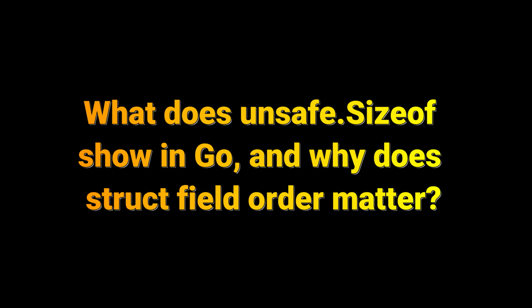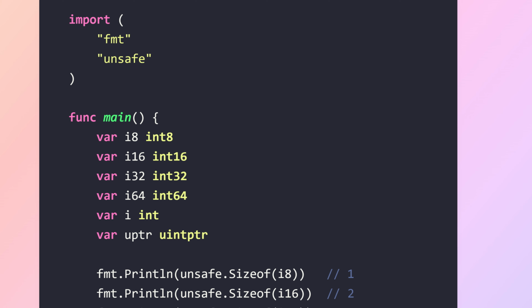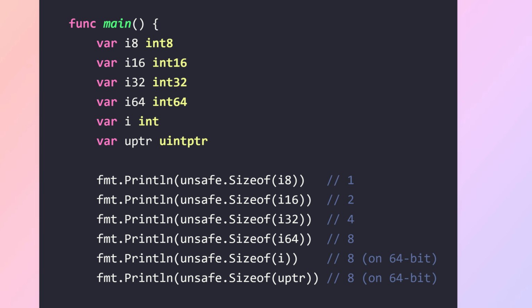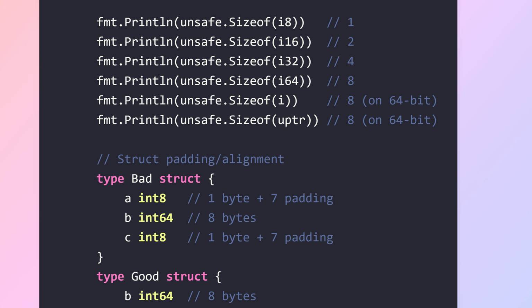Question: what does unsafe.Sizeof show in Go, and why does struct field order matter? Unsafe.Sizeof shows how many bytes a variable uses in memory. For example, int8 uses 1 byte, int16 uses 2 bytes, int32 uses 4 bytes, and int64 uses 8 bytes. On a 64-bit system, int and uintptr usually use 8 bytes.